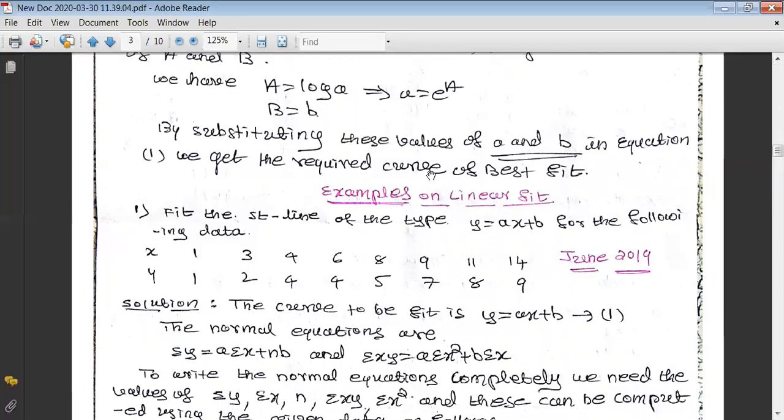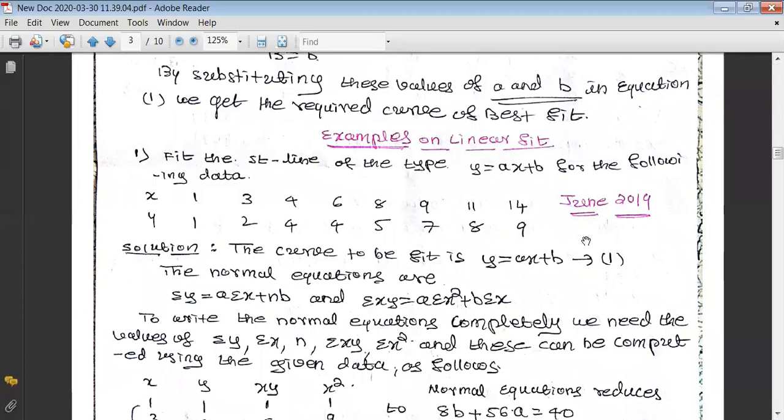Now, in order to get some confidence over the theoretical part, let us go with some examples. The first example flows like this. Fit a straight line of the type y equal to ax plus b for the following data. We have some values for x and we have some values for y as shown in the data.